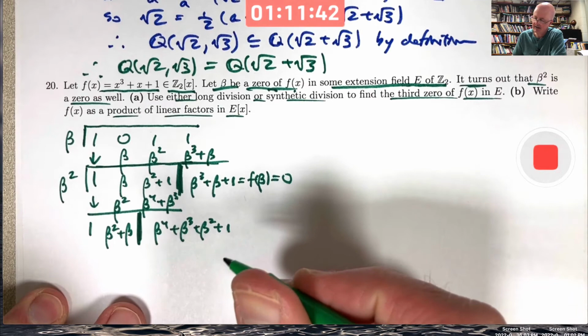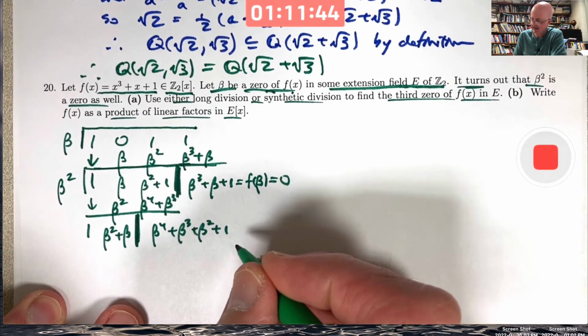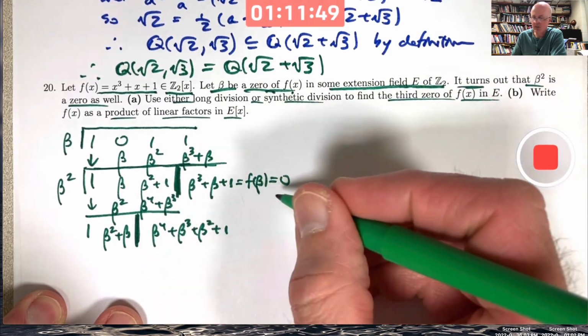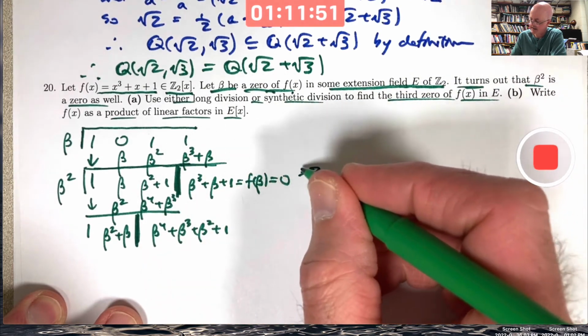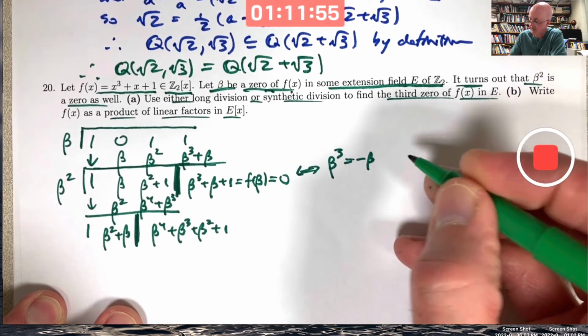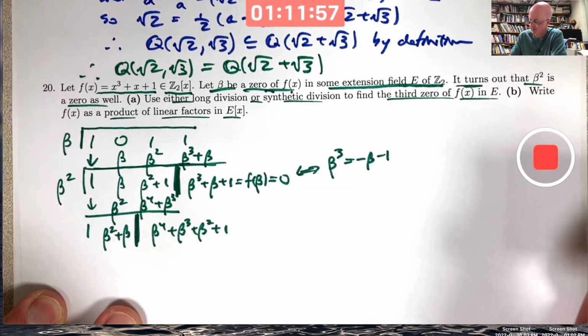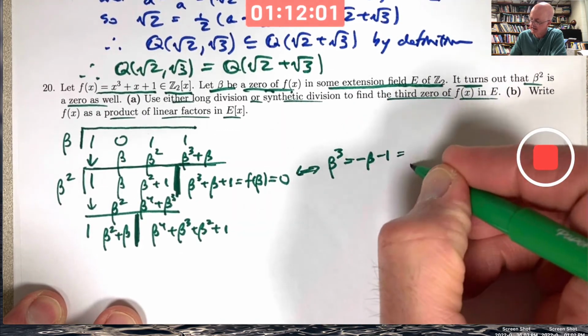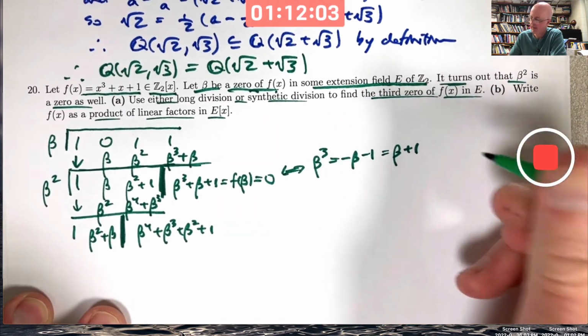But you can simplify it to see it's 0, it turns out. Beta cubed plus beta plus 1 equaling 0 means beta cubed can also be thought of as negative beta, the additive inverse of beta, minus 1, the additive inverse of 1, which, since coefficients are mod 2, is the same as beta plus 1, mod 2.